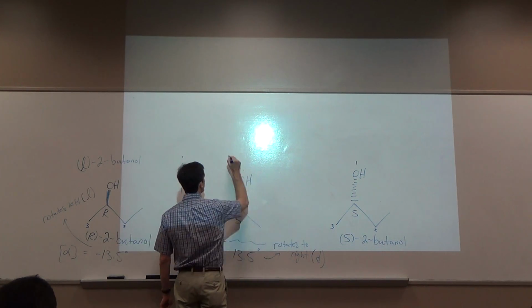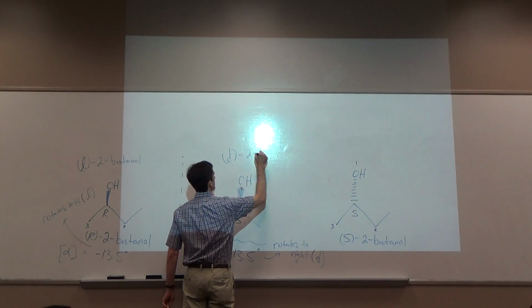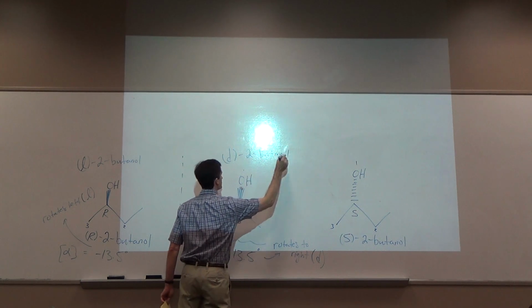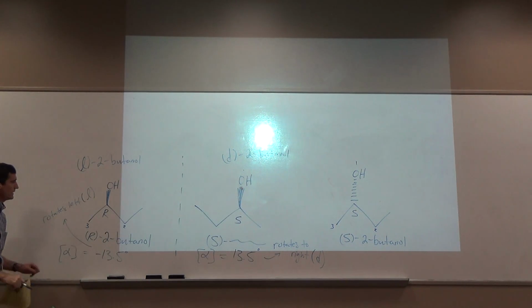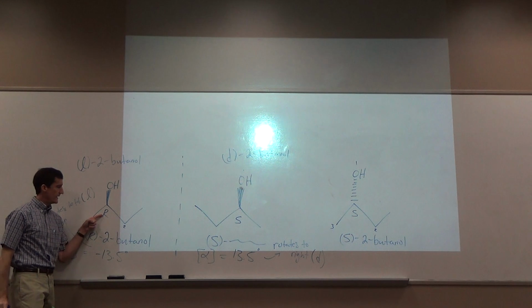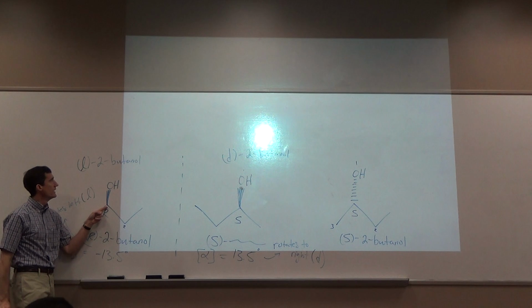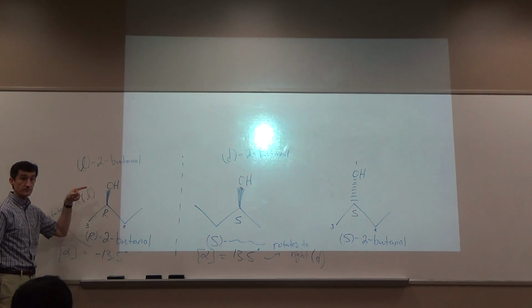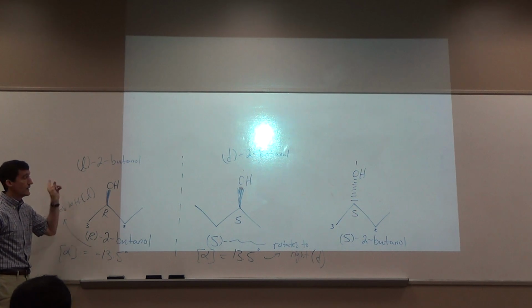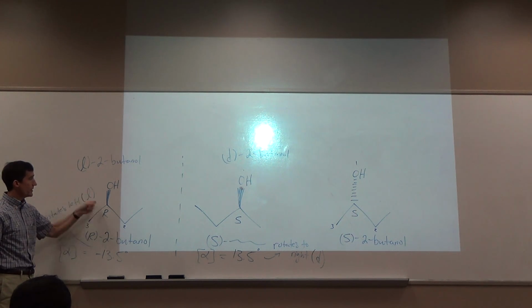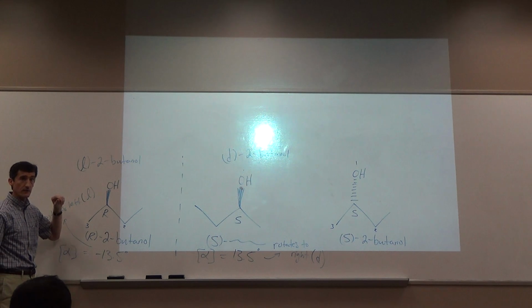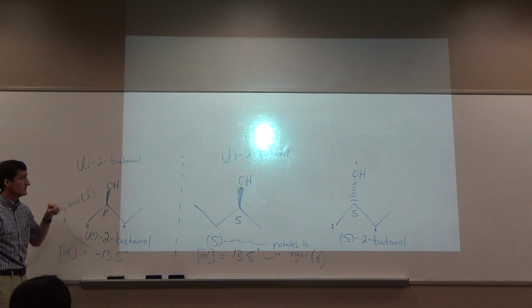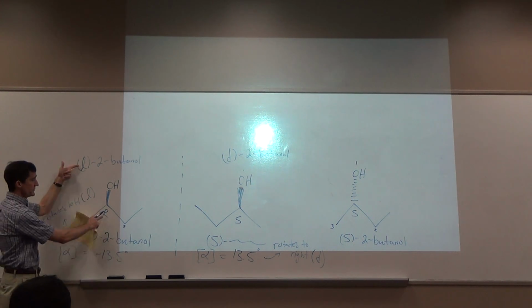And this would be what? D-2-butanol. The R denotes the configuration of the chiral carbon. The D or L denotes how it rotates PP light. Please note, R and L have nothing to do with each other. Please don't think that R is always L. These two have nothing to do with each other.